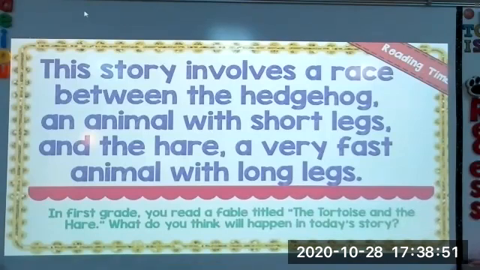So just like I said, some of you may have heard the story, The Tortoise and the Hare before, okay? And based on the plot of The Tortoise and the Hare, I want you guys to think about what do you think is going to happen in this story?